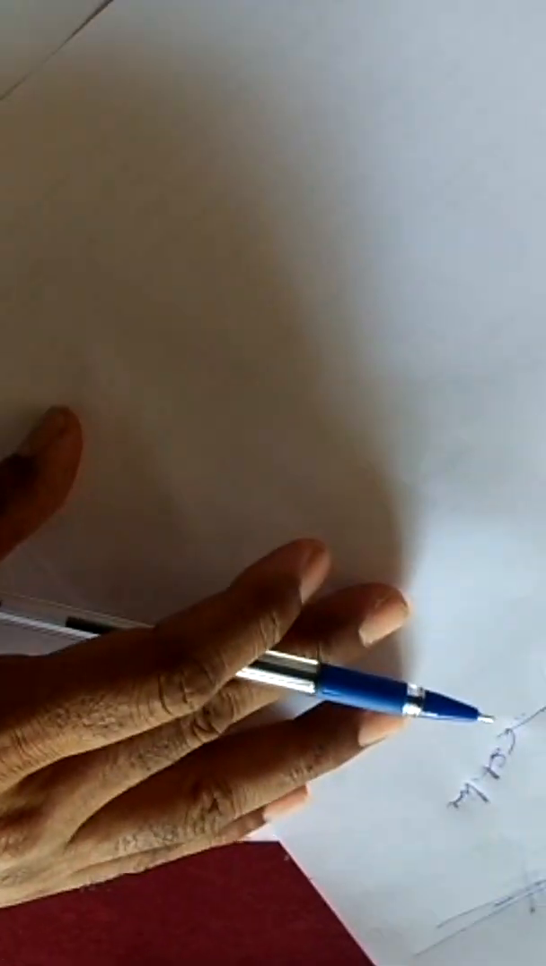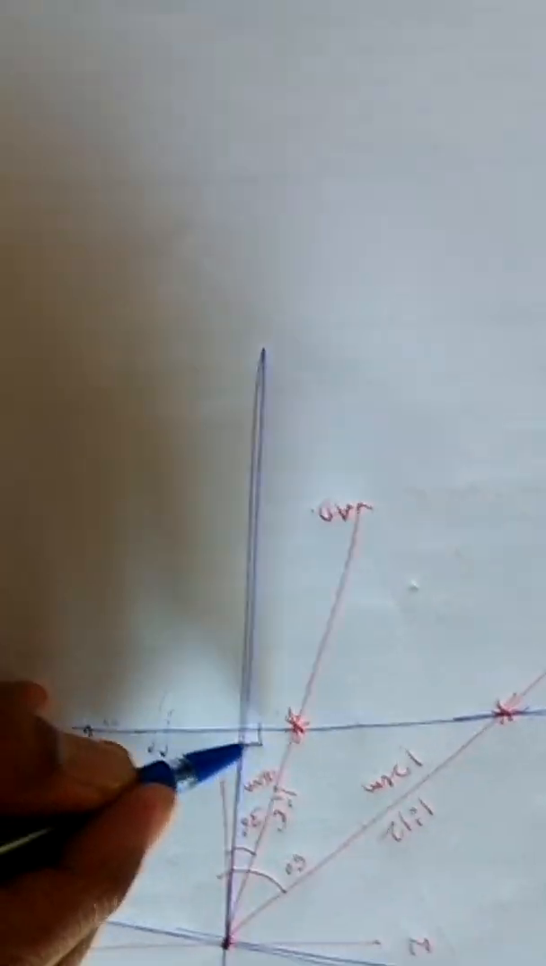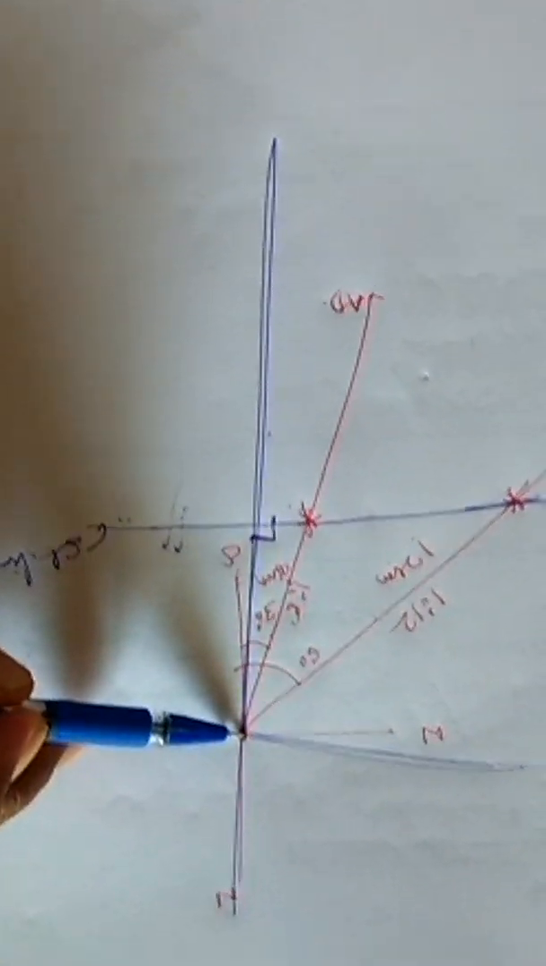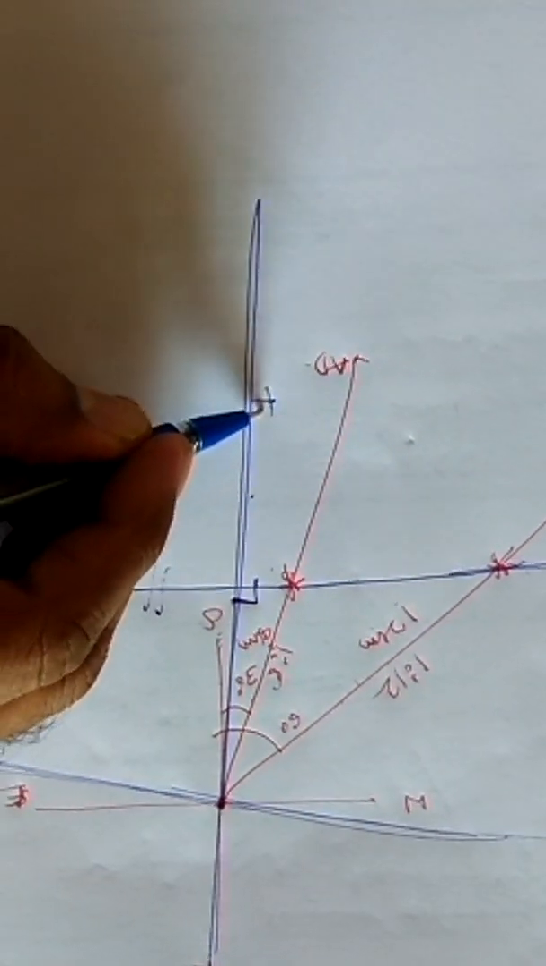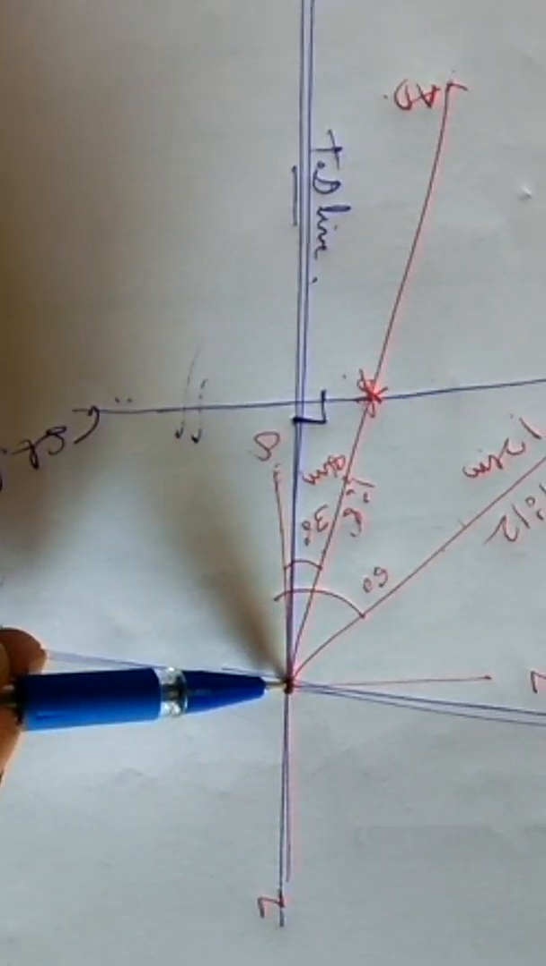After this, we already know a true dip is always perpendicular to the strike line. We have seen this is the strike line, and you have to draw a perpendicular line. This perpendicular line should pass through the center. This is the true dip line, friends. This should pass through the center.